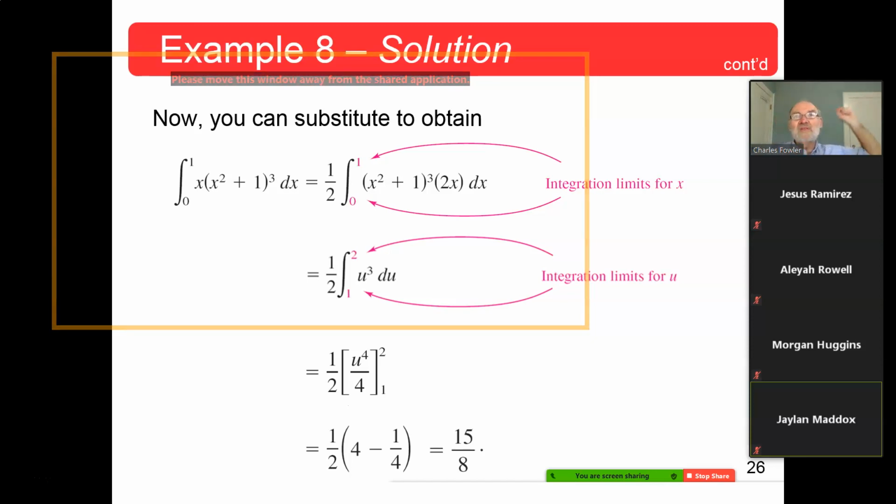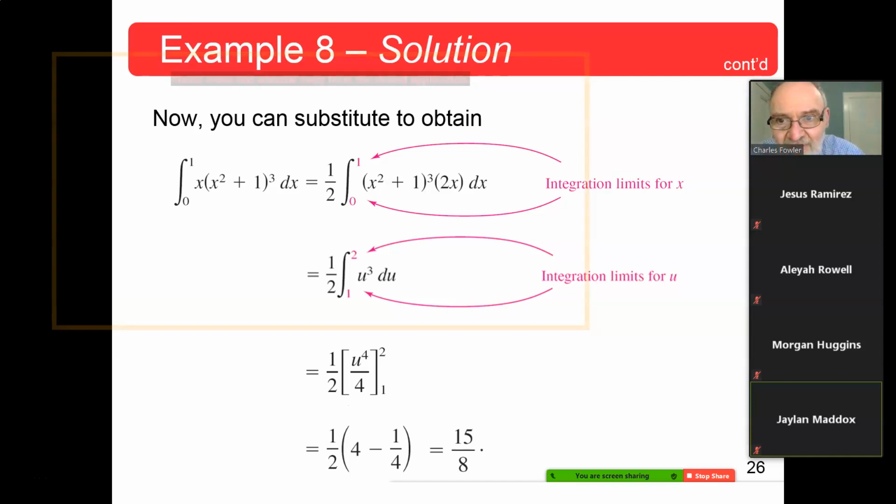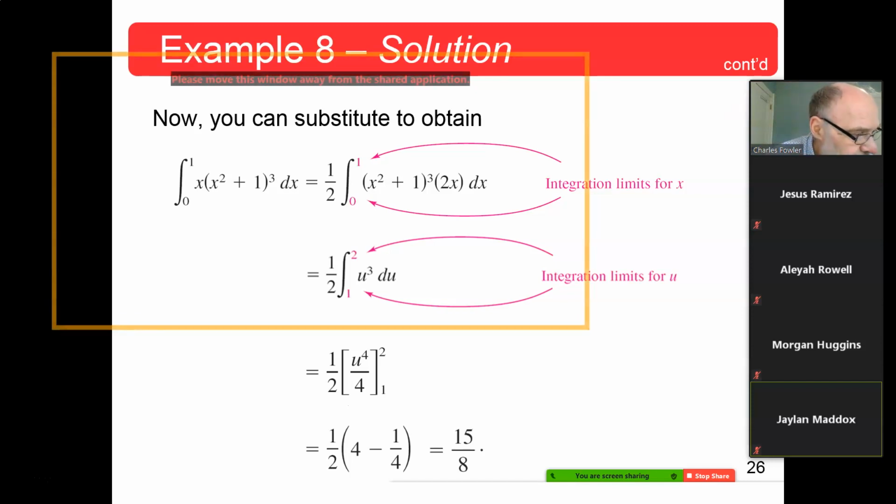You could have been playing darts and had numbers on the dartboard, and whatever number you put. Don't do that. Never mind. I didn't say that, did I? Okay. So that's example 8. Any questions?